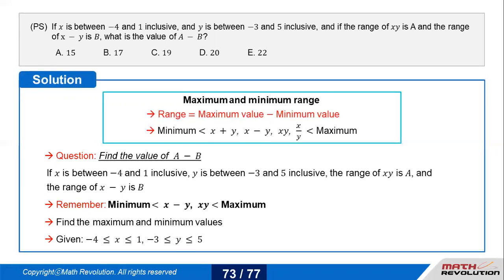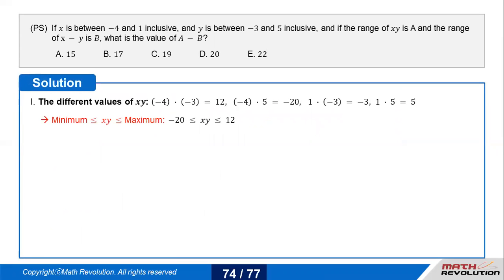Now, x is between -4 and 1, which is inclusive. Our expression is -4 is less than equals to x, which is less than equals to 1. And your y is between -3 and 5 inclusive. That expression becomes -3 is less than equals to y, which is less than equals to 5. Now let's talk about the different values of x, y. So it would be -4 times -3, -4 times 5, 1 times -3, and 1 times 5.